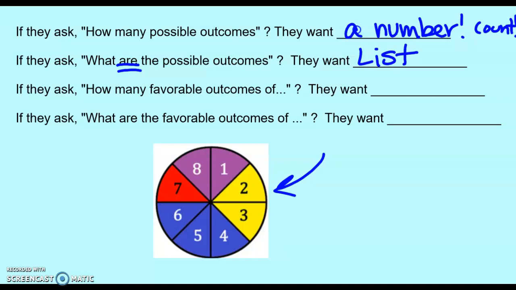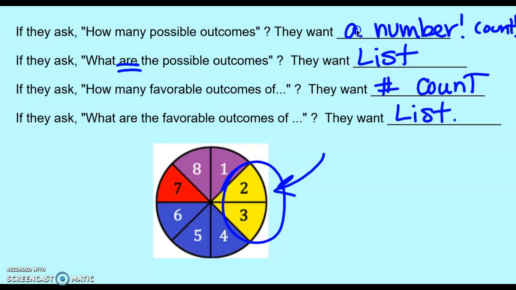If they ask how many favorable outcomes, so like in this example, how many favorable outcomes of landing on yellow? Oh, well, there are 2. They just want a number, right? Count. And tell me how many. And if they ask, what are the favorable outcomes? So if I go back to my same example, what are the favorable outcomes of landing on yellow? Oh, they are if I land on the yellow 2 or the yellow 3, right? So again, here they want a list, okay?